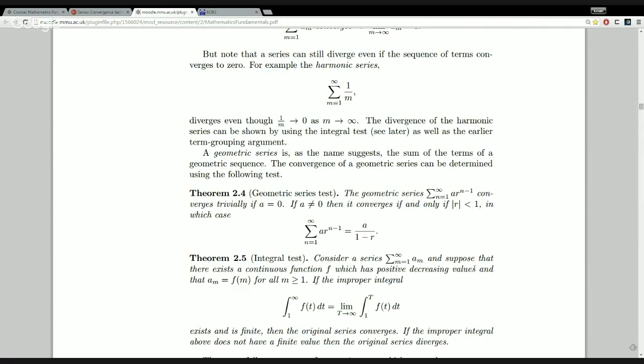And if the absolute value of r is greater than 1, s_k diverges. So this is the result as required. That was what we were required to prove. That was what the theorem said about these geometric series.